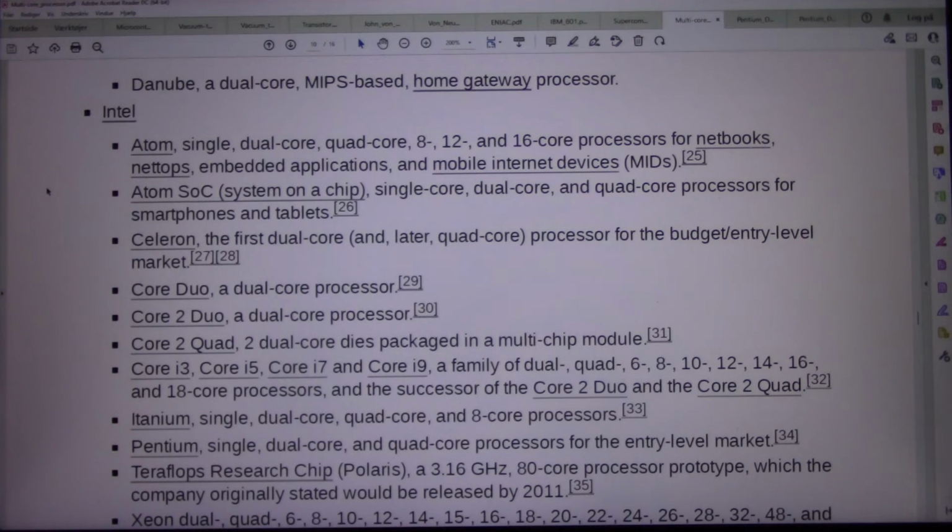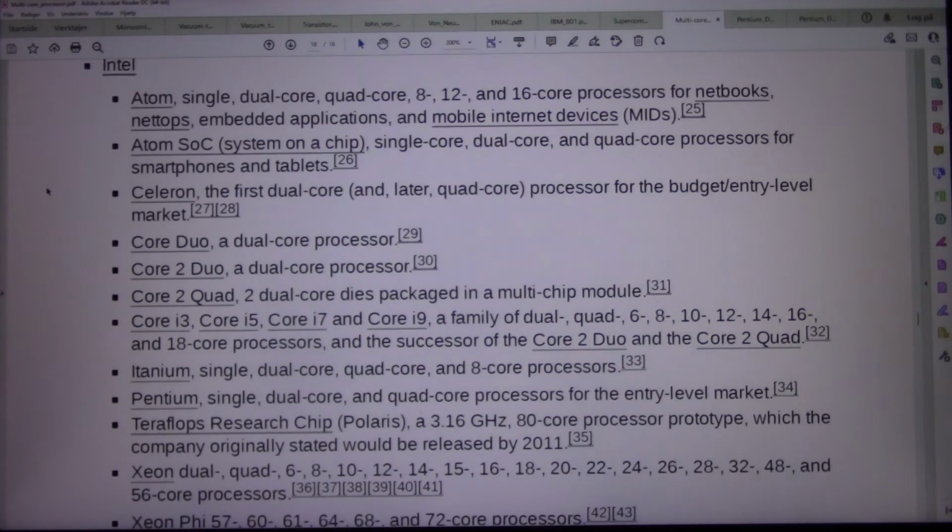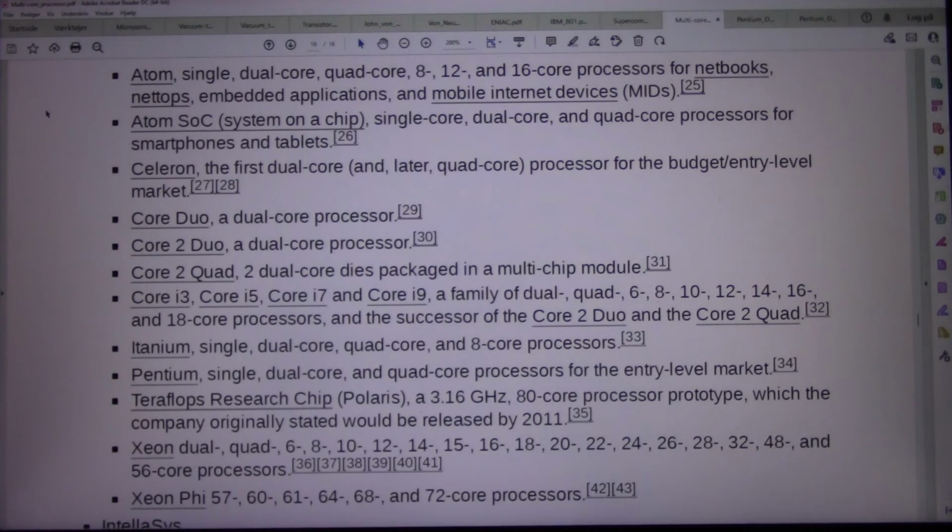Danube, a dual-core, MIPS-based, home gateway processor. Intel Atom, single, dual-core, quad-core, 8, 12, and 16-core processors for netbooks, nettops, embedded applications, and mobile internet devices, MIDs. 25. Atom SoC, system on a chip, single-core, dual-core, and quad-core processors for smartphones and tablets. 26. Celeron, the first dual-core, and later quad-core, processor for the budget/entry-level market.